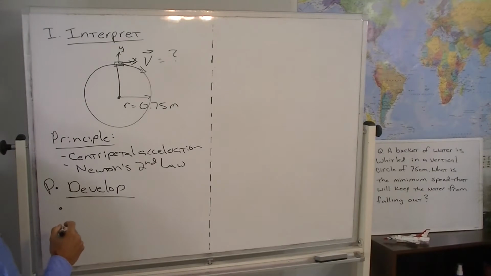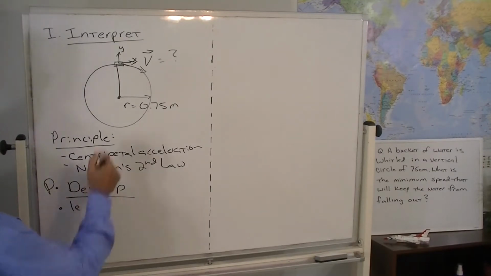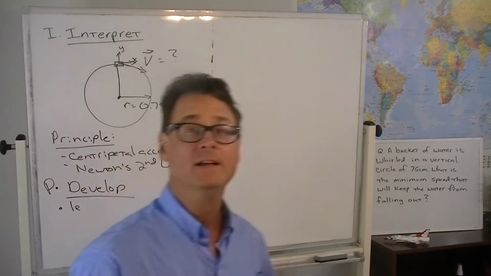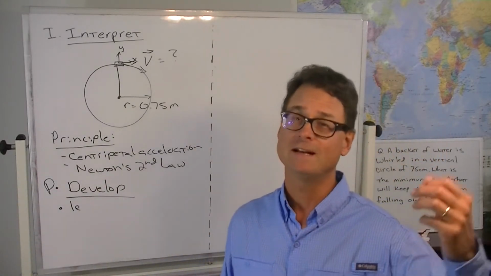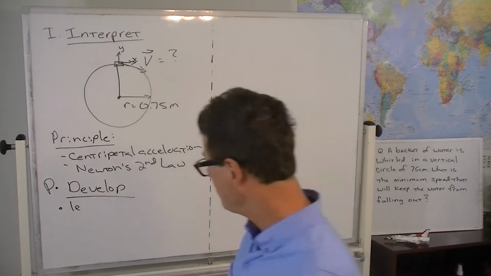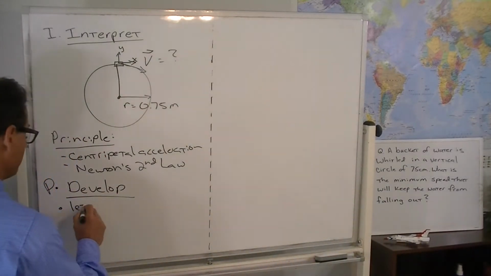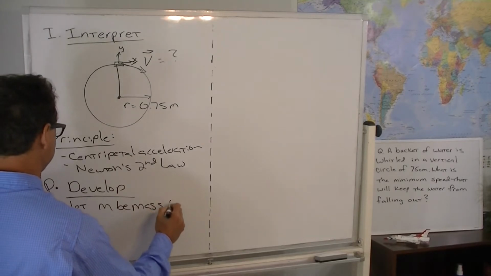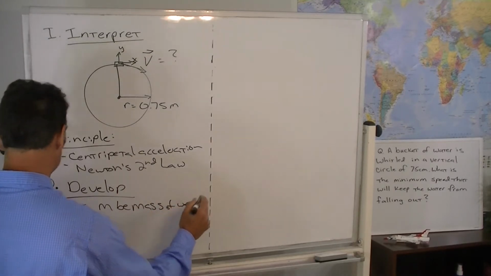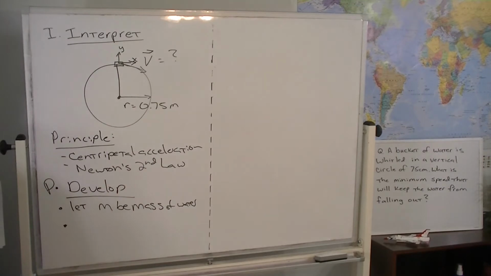Now, to develop our bullet point plan. We're not told the mass of the water, right? So one of the things you might have learned by now in your intro physics course is that if you're not given the mass and you're not asked for the mass, just set it equal to m. And odds are pretty good it's going to cancel out somewhere along the way.